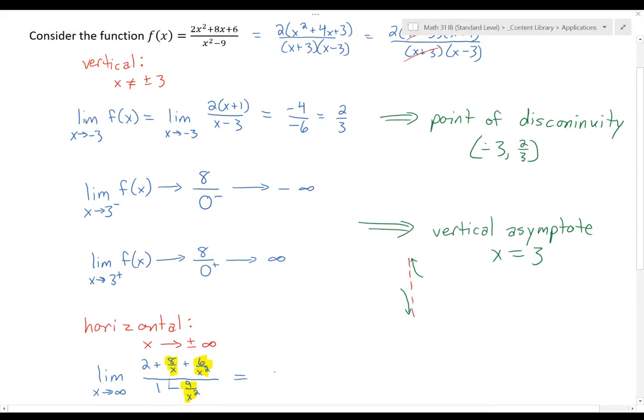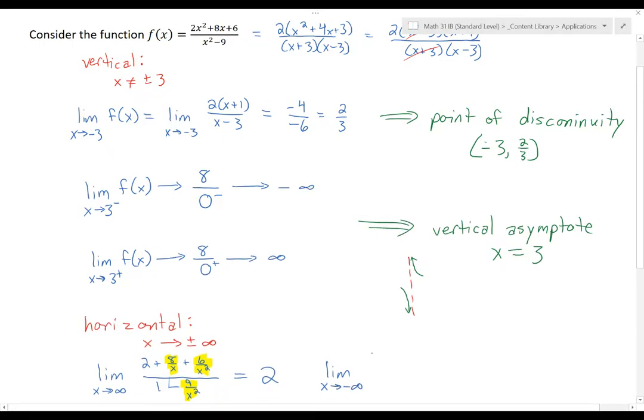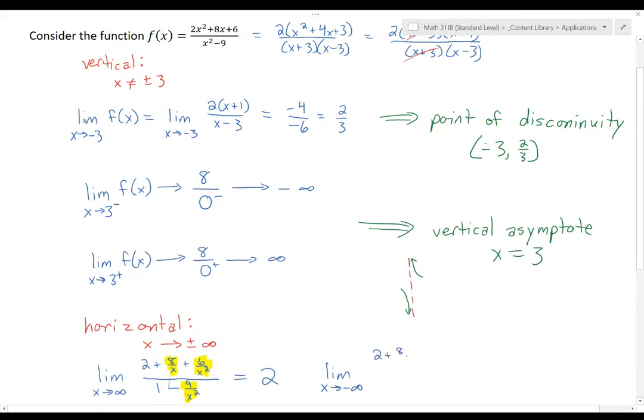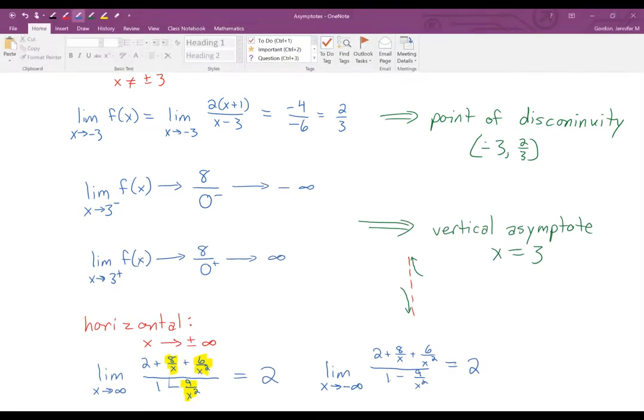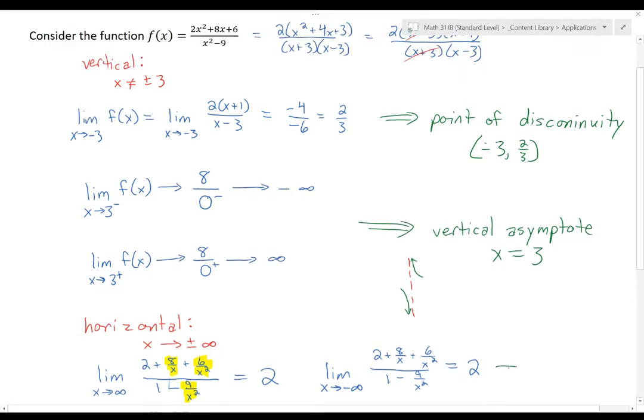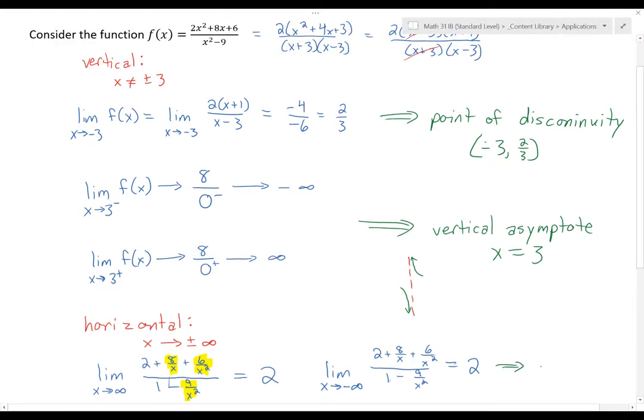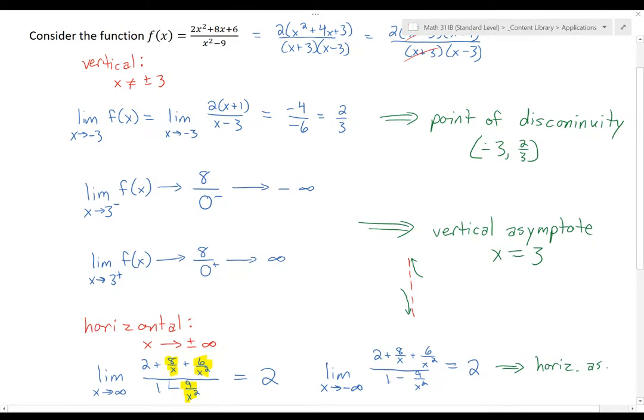So 2 over 1 is 2. And again, if I analyze this as x goes to negative infinity, of 2 plus 8 over x plus 6 over x squared over 1 minus 9 over x squared, I can see that this is also going to equal 2. So what this means, because there is a finite limit here horizontally, we have a horizontal asymptote at y equals 2.